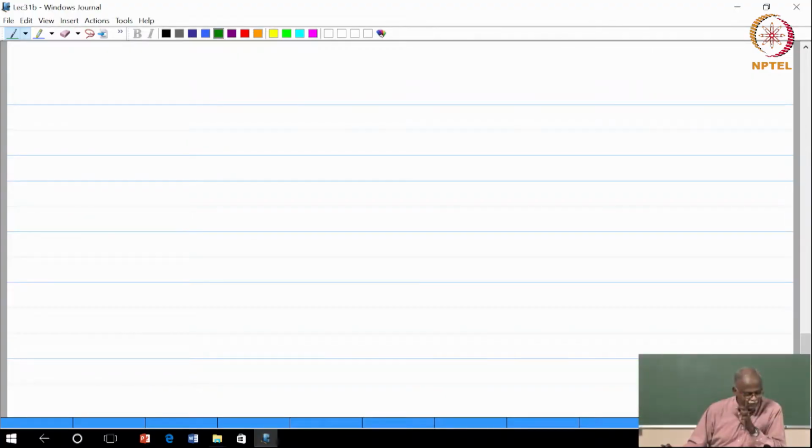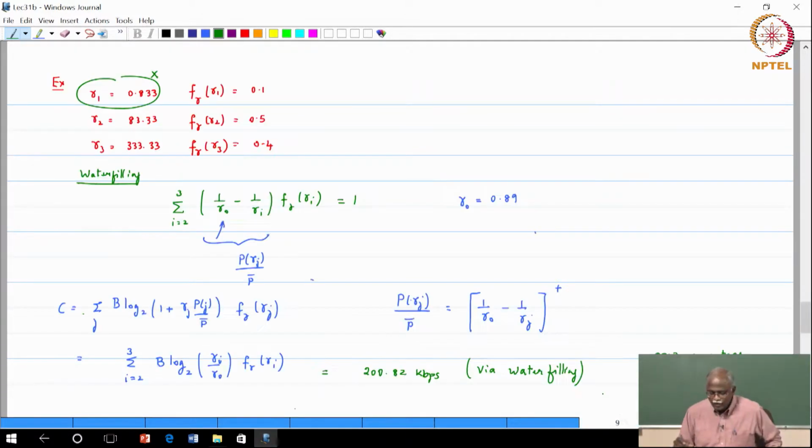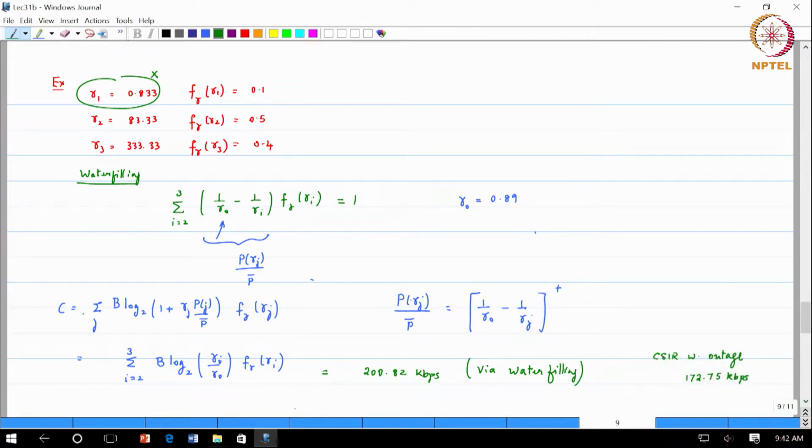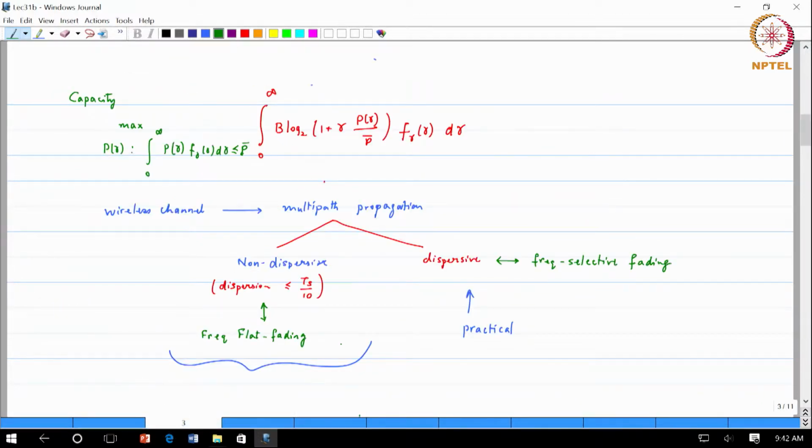Pay close attention to the following aspect. Now, here is the scenario. What we have said so far is, if I have a flat fading channel with different SNRs, the way to get the maximum out of it is to do water filling. Okay, that is the result so far. So, this is what we have completely solved now.